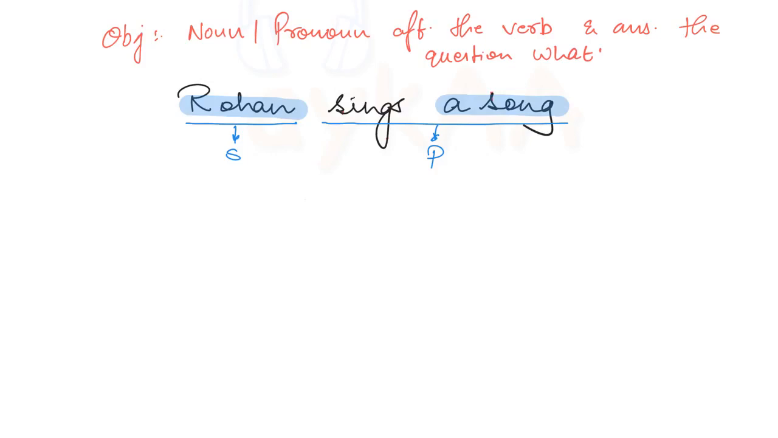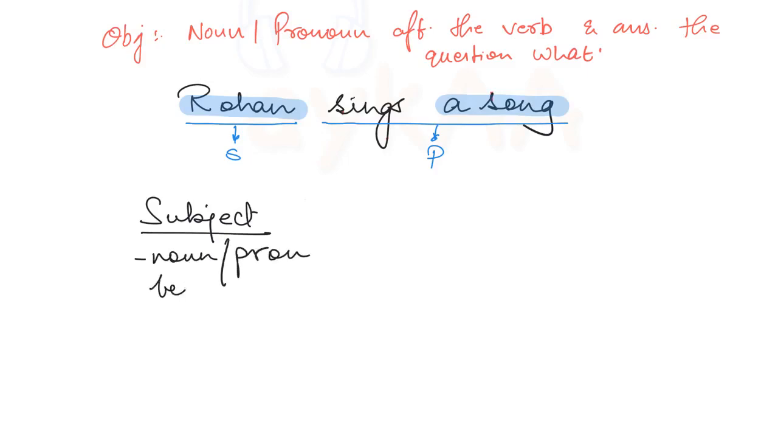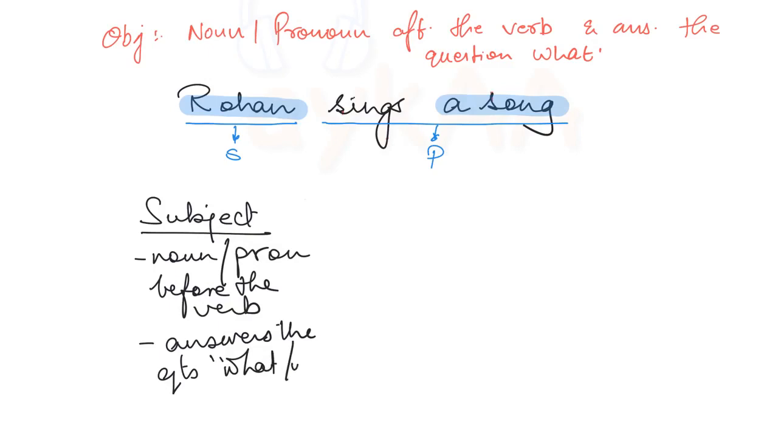Once again, we've already done what we mean by a subject, but let's just revise it here. Subject here is again a noun or a pronoun, but it comes before the verb. And again, it answers the question what, or who if it is a person. Similarly, here also it could be what or who if it is a person. So this is how we identify a subject and an object.